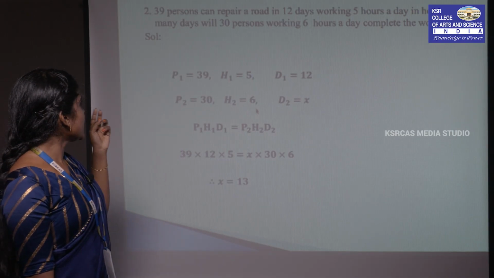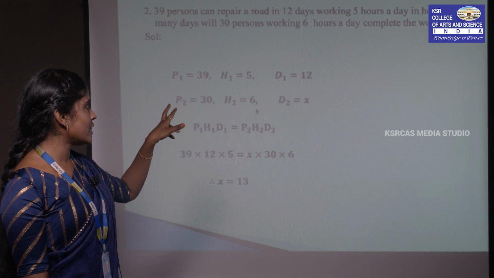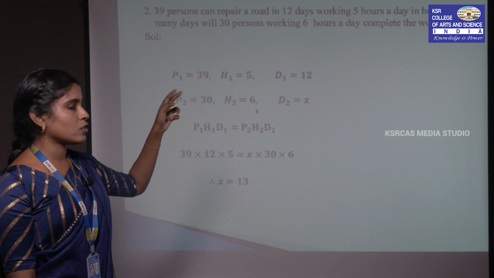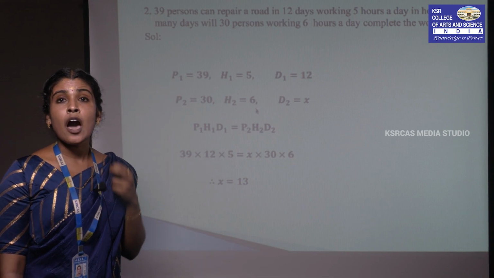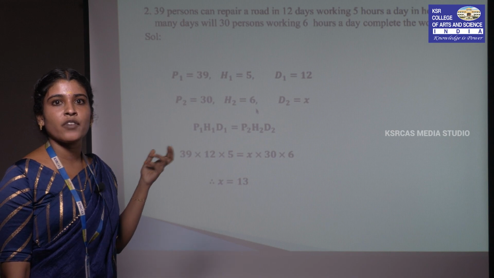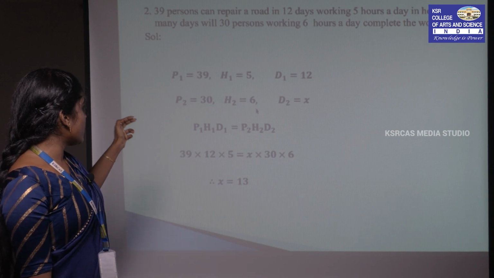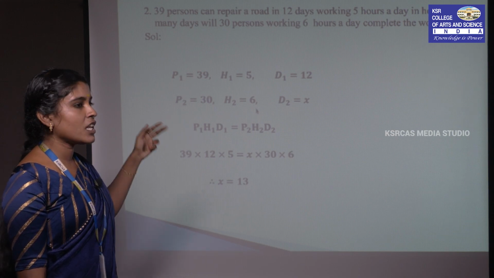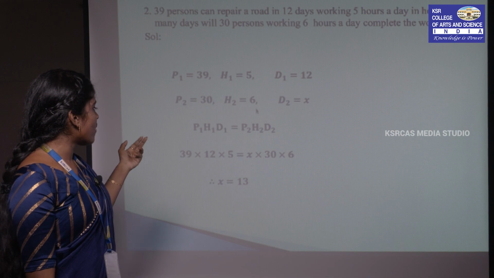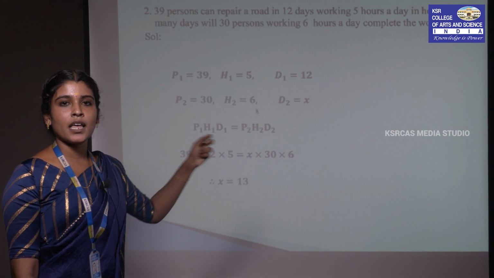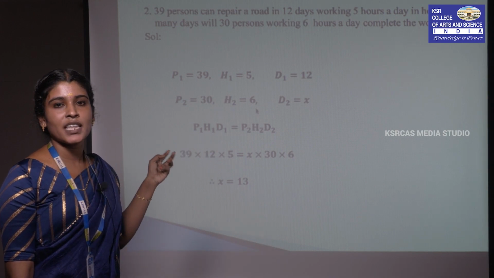Now see this one: 39 persons can repair a road in 12 days, working 5 hours. In the second case, 30 persons work 6 hours. We need to find how many days they take to complete the work. This question is based on formula number 2 because no work is given. So we write formula number 2, P1 H1 D1 equal to P2 H2 D2, and replace all the values. After simplification, we get the answer 13. So 13 days are needed to complete the work. These 2 problems are based on the chain rule.